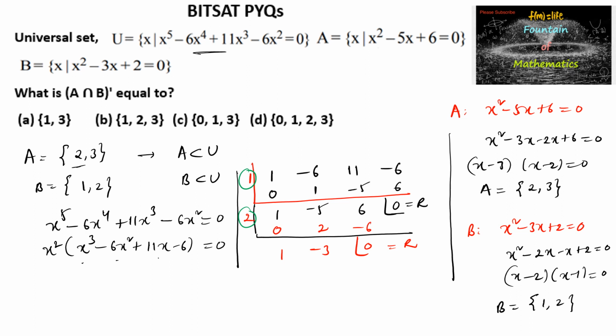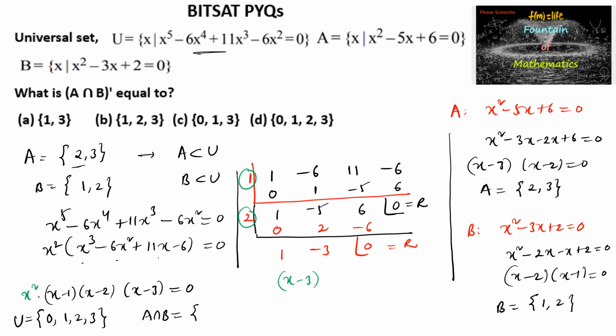And last we have x minus 3. So we can write this as x square into x minus 1 into x minus 2 into x minus 3 is equal to 0. So the universal set is containing 0, 1, 2 and 3. And now we want A intersection B.